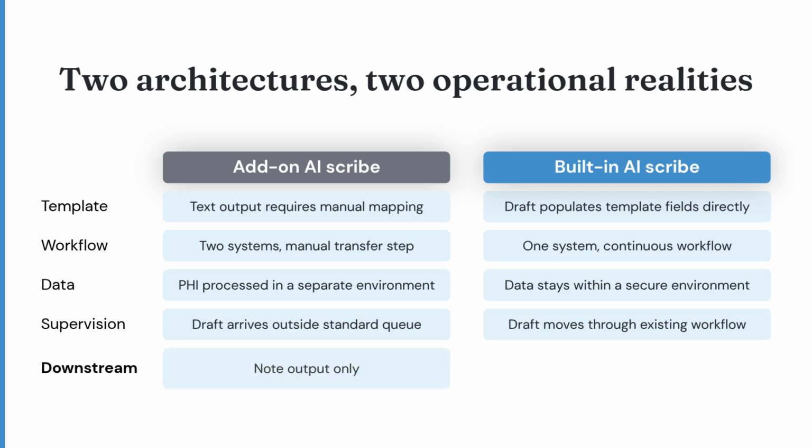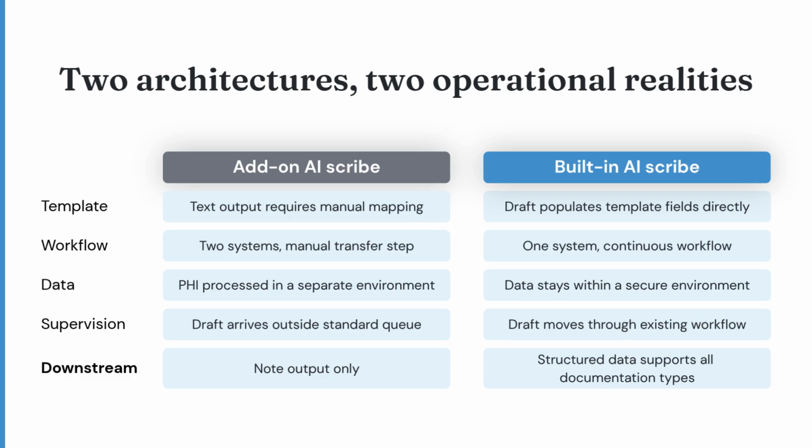An add-on scribe produces notes. What it produces does not automatically connect to the broader clinical record in a structured way. The data lives in text fields that are not designed to feed downstream document generation. A built-in scribe writes structured data directly into the EHR's data architecture.